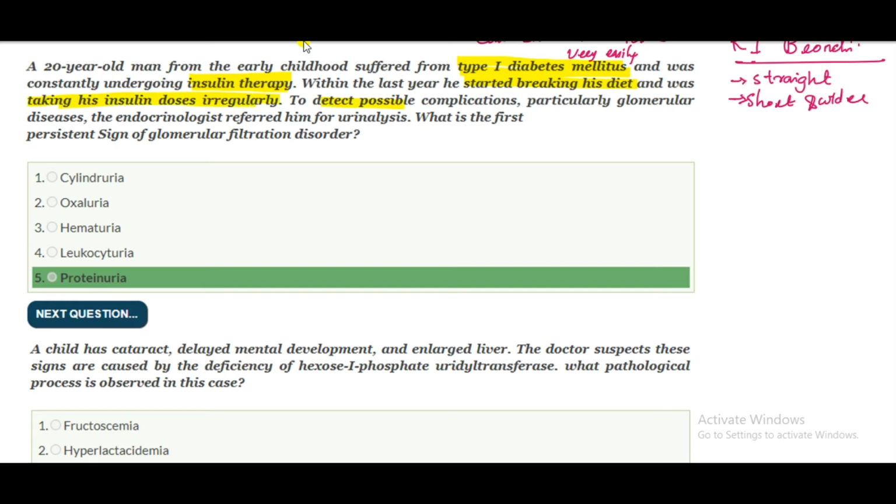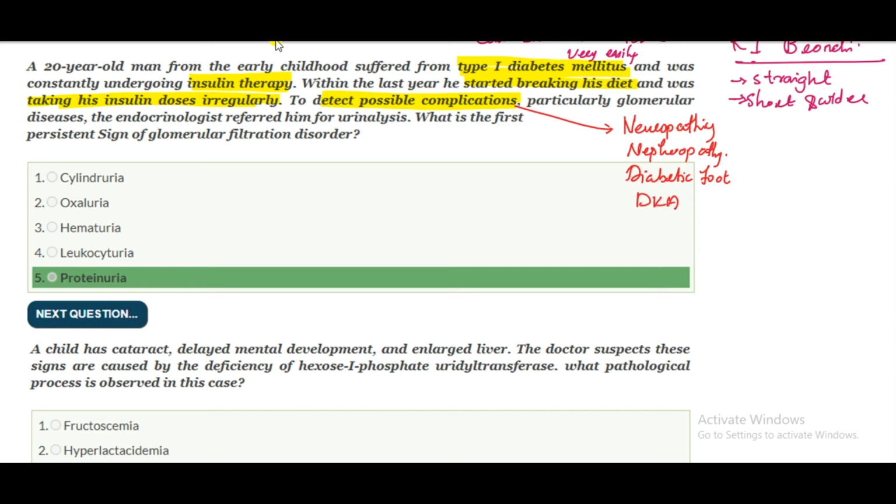Okay, they said that some patient has type 1 diabetes mellitus, and previously his insulin therapy was very good, but last year what happened, he started breaking his diet and taking insulin dose irregularly. So there is a big problem with this. So complications of diabetes mellitus can happen.